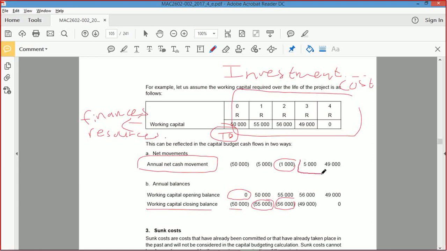Only in year 3 did you have an inflow. Obviously the inflow is going to add to your working capital, so the negative will become smaller. And then in the last year, you get a nice big inflow, which actually gives you 0 working capital. So sort of like a break even, if you will.